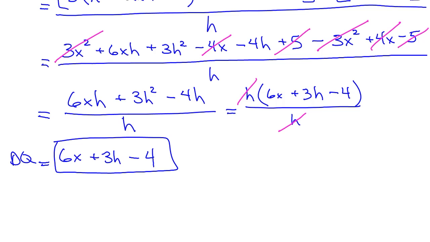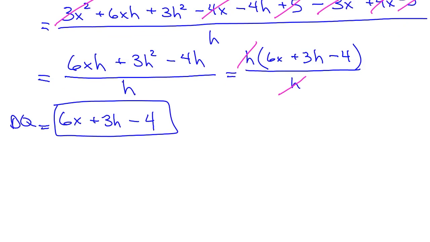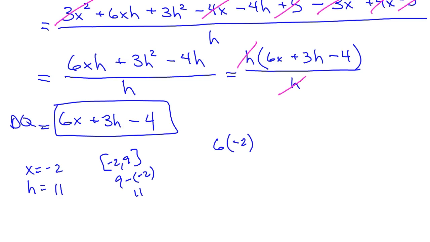The second part of the question was to find the average rate of change over the interval negative 2 to 9. So x is equal to negative 2, and the h is equal to what? Bigger than 7. 11. You'd have to do, let's see, negative 2 to 9 would be 9 minus a negative 2, so it's 11. So this would be 6 times negative 2 plus 3 times 11 minus 4, negative 12 plus 33 minus 4, which is 17.